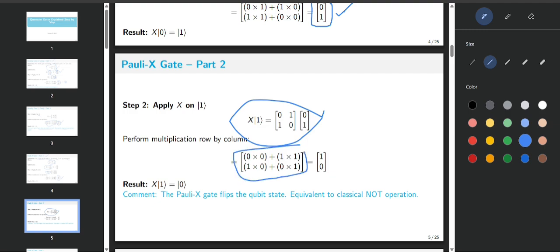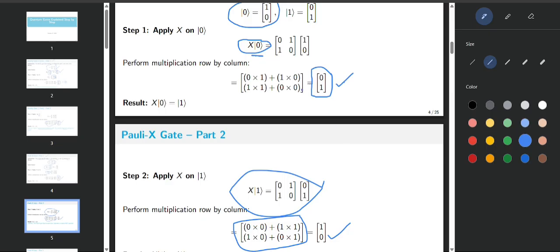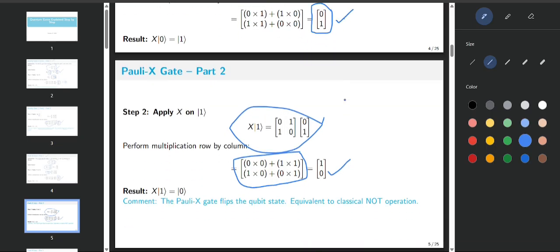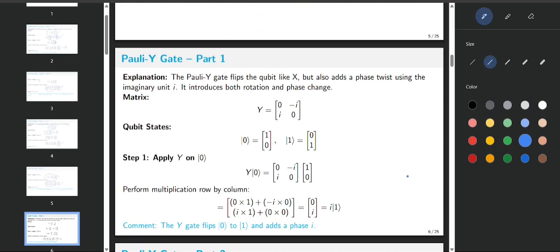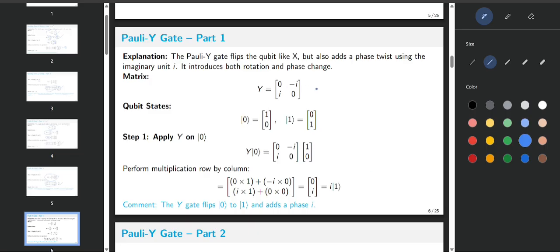Do the same calculation here also. If you do the matrix multiplication again, you get [1 0]. If you apply it to ket 0, you get ket 1. If you apply it to ket 1, you get ket 0. That is the working principle of the Pauli-X gate. So the Pauli-X gate flips the qubit state, and it is equivalent to the classical NOT operation. That you need to remember.